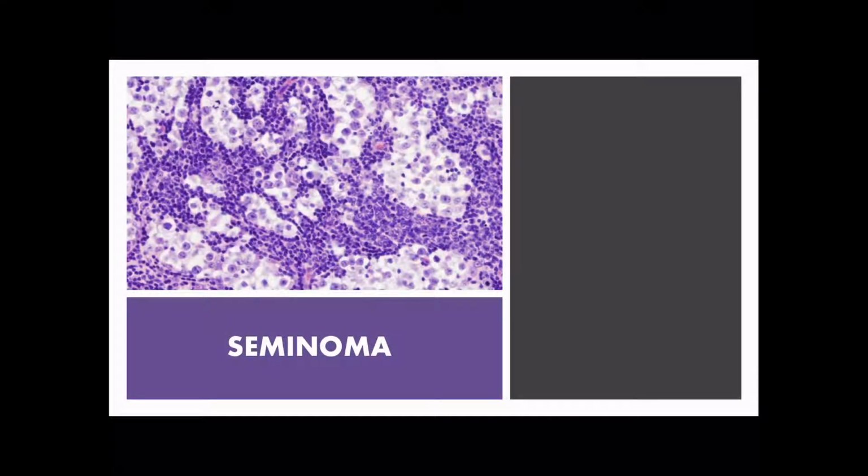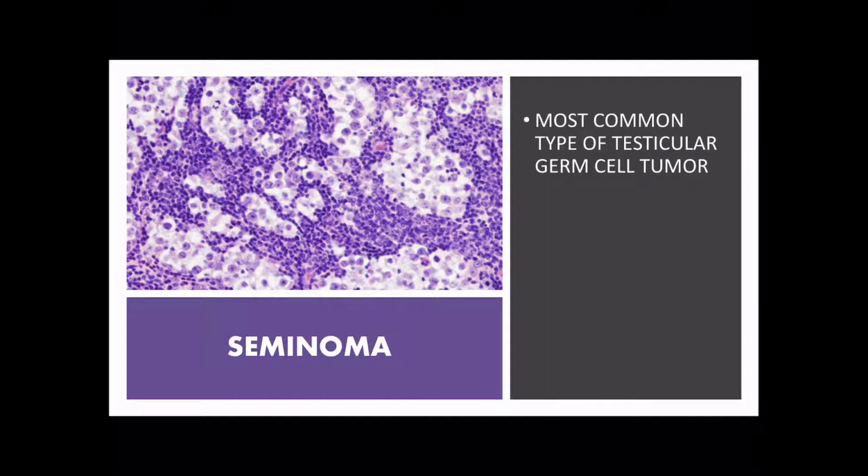Now that we have explained the most important characteristics of testicular cancer and that we have somehow become experts on the topic, let's get into details and let's go through all the different types of tumors that may show up on the day of the exam. I will start with seminomas. Why? Because they are the most common type of testicular germ cell tumor.